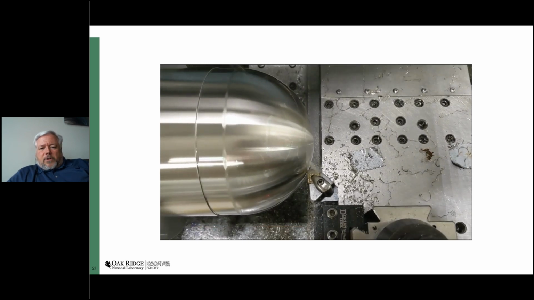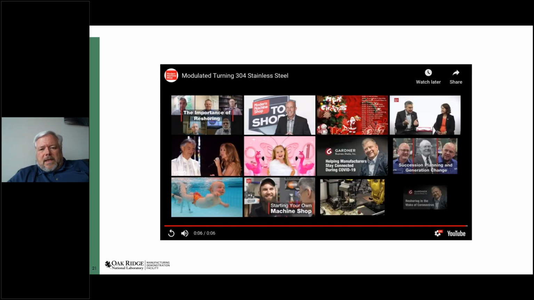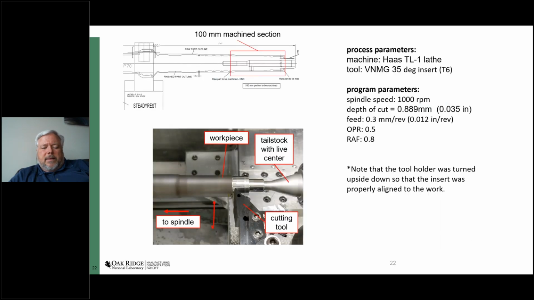And you can see that the surface here is pretty good. I'll talk about the surface some more in a little bit, because I know that's going to be one of the questions that many of you might have. Here, I'm going to show video of the process being used to make a drive shaft.